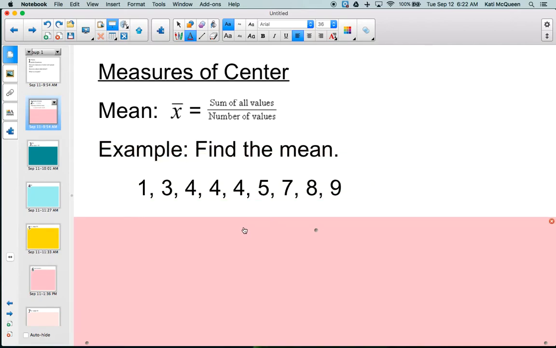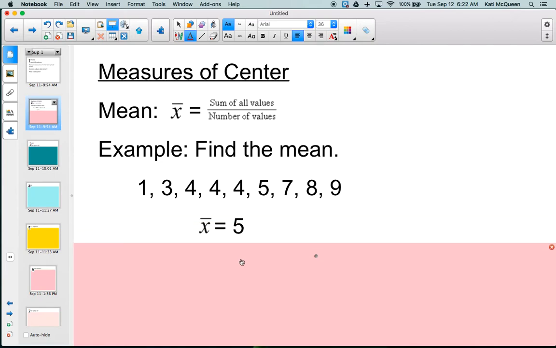So for example, say we have this data set here and we want to find the mean. So this is where you get your calculator out and you're calculating the mean here. So we would simply add up all of these values and divide by 9, since there are 9 observations in this data set. All right, and we end up with x bar equals 5. So adding all those values and dividing by 9 gives me 5.